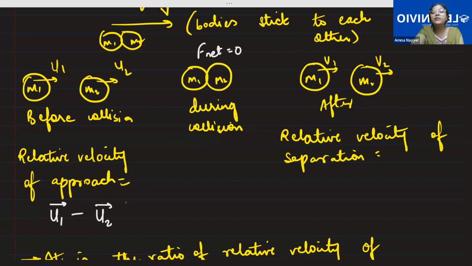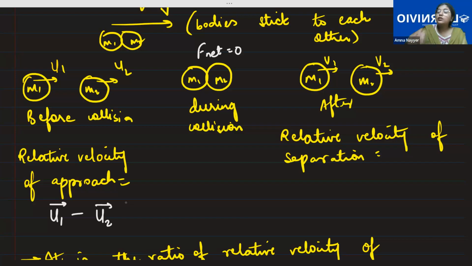Usually for the change in velocity, what do we write? Final minus initial, u2 minus u1 we write. But in this case, we'll write u1 minus u2, because u1 has to be greater, otherwise it will never be able to reach m2, and there won't be any collision. That is what is meant by relative velocity of approach.